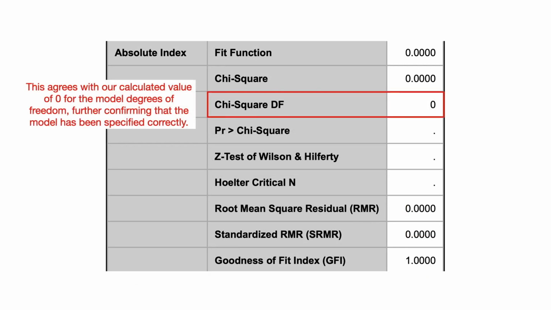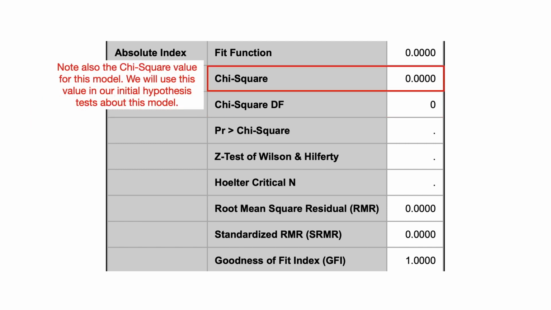We next look at the absolute index portion of the fit summary table. And so we see here that we have 0 model degrees of freedom. And this corresponds to the calculation that we did previously. Note also that the chi-square value for this model is 0, and that's because this is a saturated model. We're going to use this value in our initial hypothesis test about the model.